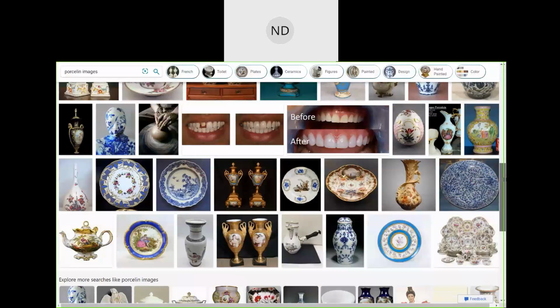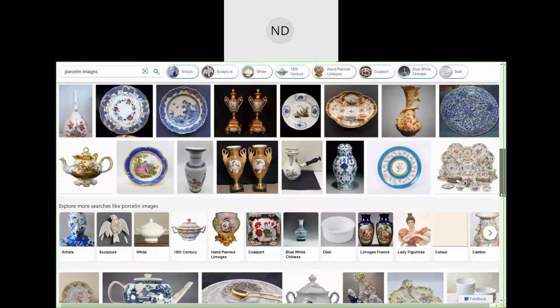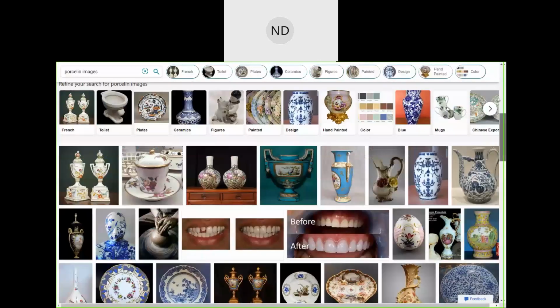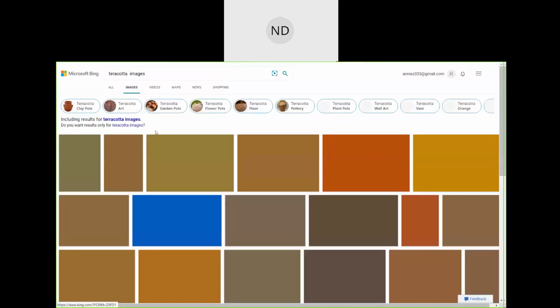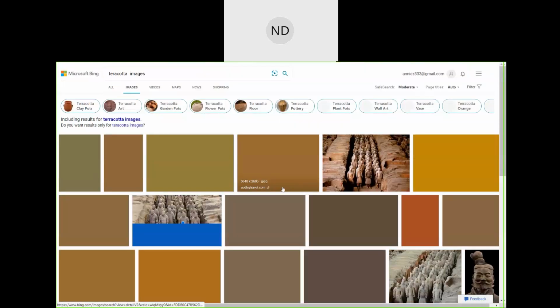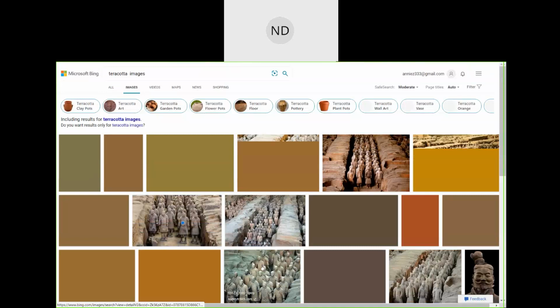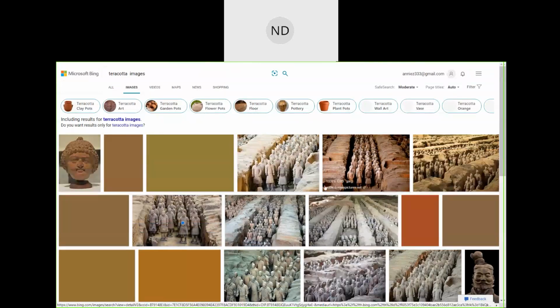Sometimes people use this kind of porcelain material for flooring. Another thing I was telling you about is terracotta, which is made up of clay only, but doesn't have the finishing. You see here, these are terracotta. Suppose these statues are made up of terracotta. These are known as terracotta.